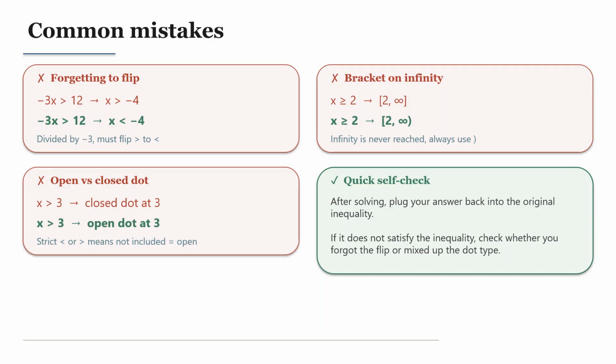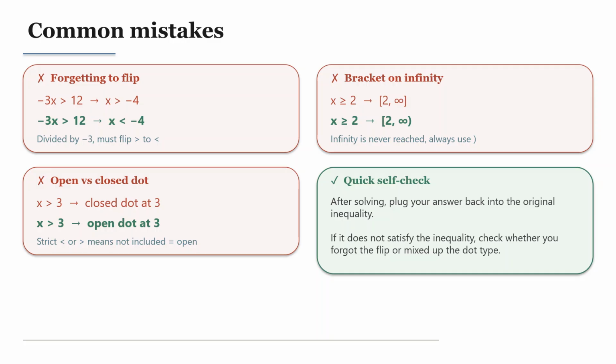Mistake number 2. Putting a bracket on infinity. If x is greater than or equal to 2, the interval notation is [2, infinity) with a bracket on the 2 and a round parenthesis on infinity. Writing a bracket on infinity is always wrong because infinity is a direction, not a number you can reach or include.